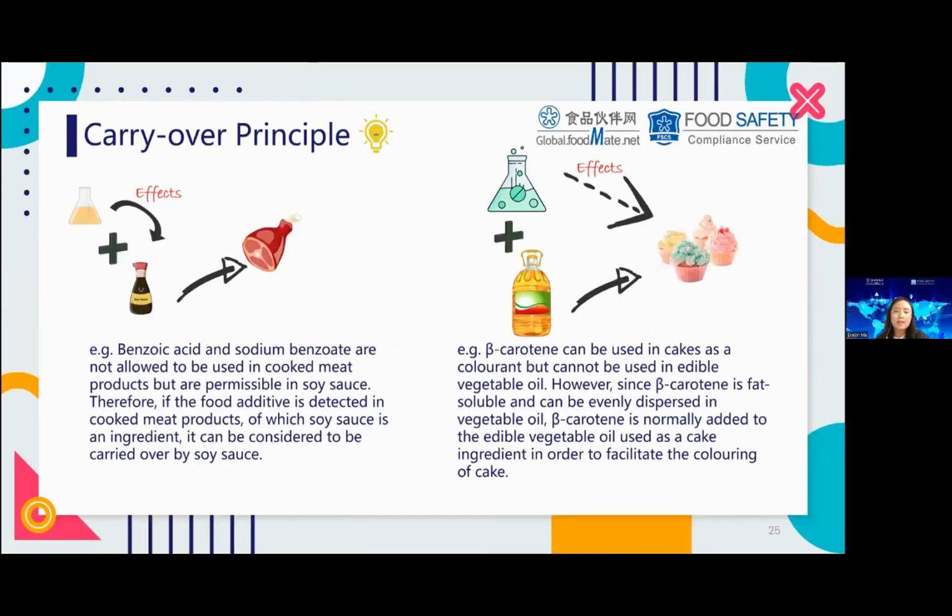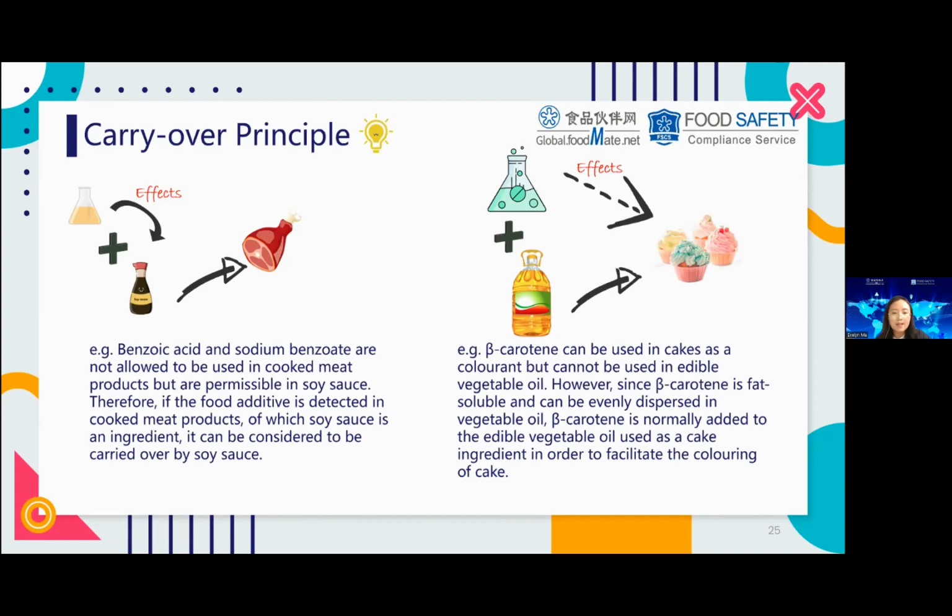And in the JB2760, there is a special principle. It's the carryover principle. And here I give two examples to explain it. Let's look at the left side example firstly. It's about the benzoic acid and benzoate.